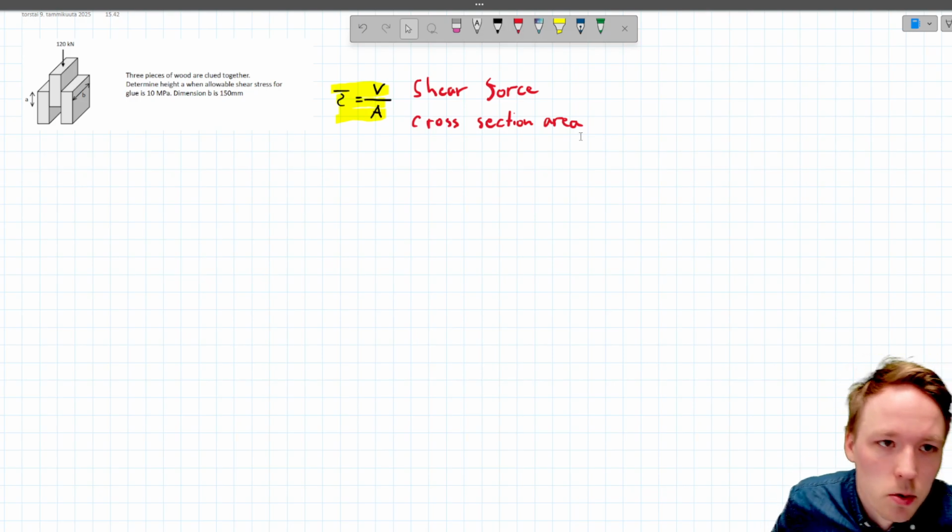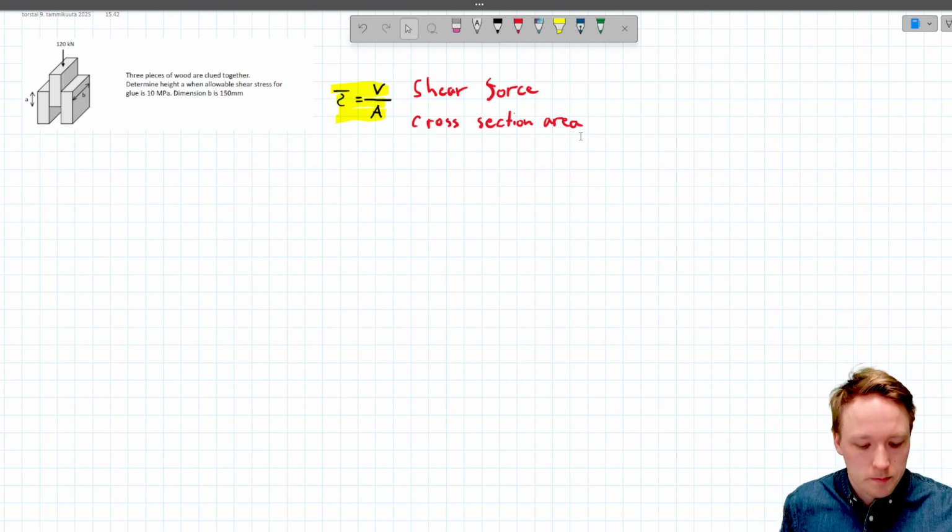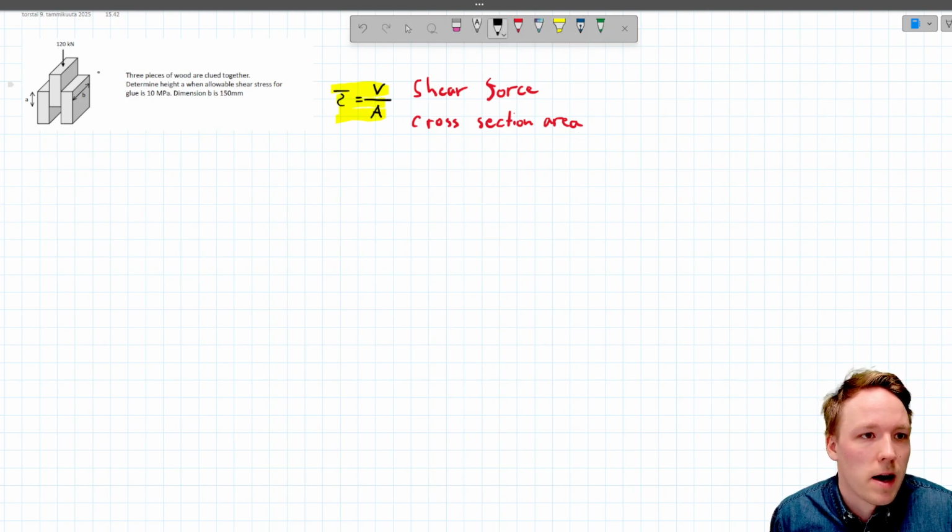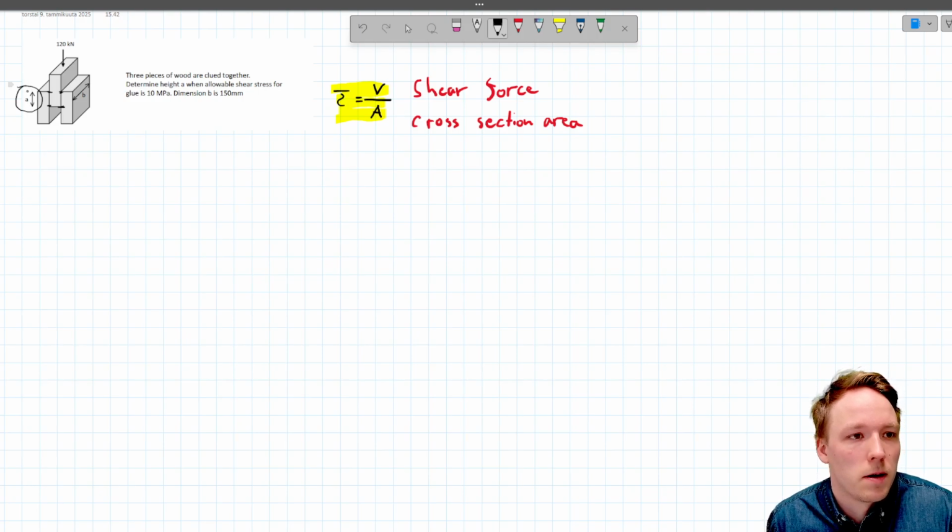We have 3 pieces of wood, and they are glued together. We are asked to calculate the required height of the glue area. The glue area is from here to here on both sides, so that the maximum shear stress is 10 megapascals. So what is the required height for the glue area to keep the stress below the required 10 megapascals?